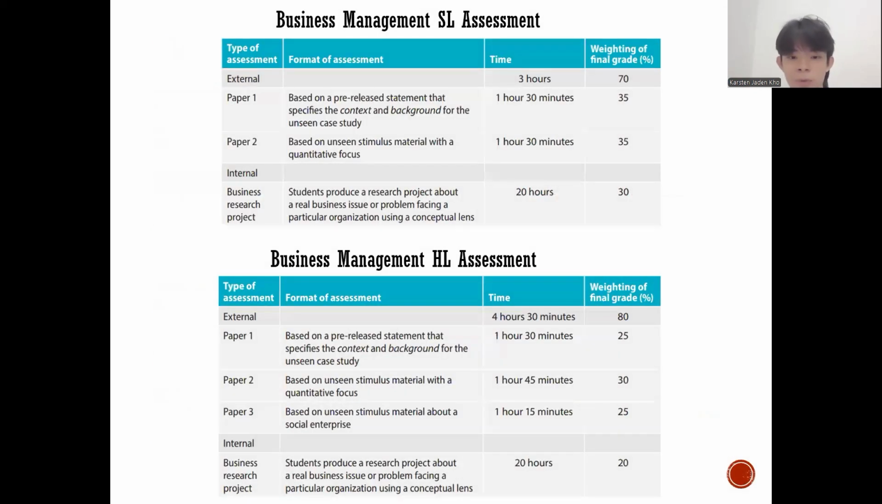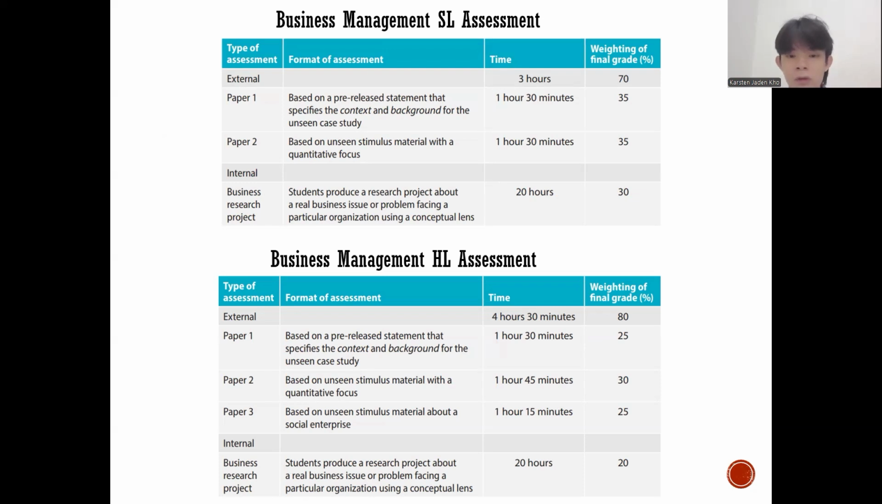Let's now look at the assessments for both SL and HL business management. For business management in SL, the external assessments are worth 70% of the final grade, where paper 1 focuses on a pre-release case study with a 35% weight on the final grade. You'll be given a case study to analyze, answering questions based on the context and background of the case. The duration of paper 1 for SL is 1 hour and 30 minutes.